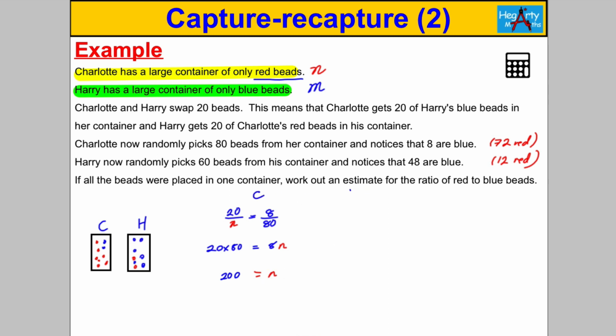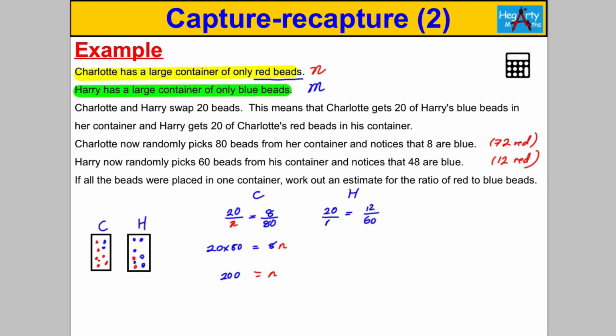That was Charlotte. What about over here in Harry's? Well, Harry picked 60 beads, and he noticed that 48 were blue. Now the problem is we don't know how many blue he originally had, so we're going to have to work with his red numbers. So if 48 were blue, 12 were red. So his proportion of reds was 12 out of 60. And what was his proportion of reds originally? Well, we know how many reds he had because Charlotte gave him 20, so it's 20 out of his total number of beads, which is M.